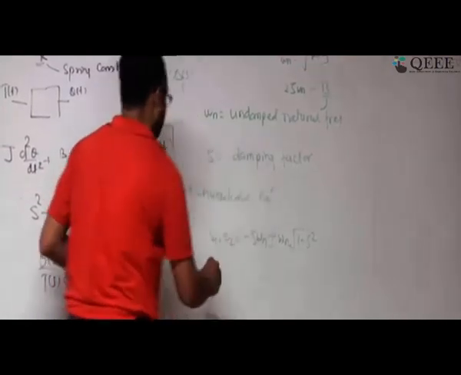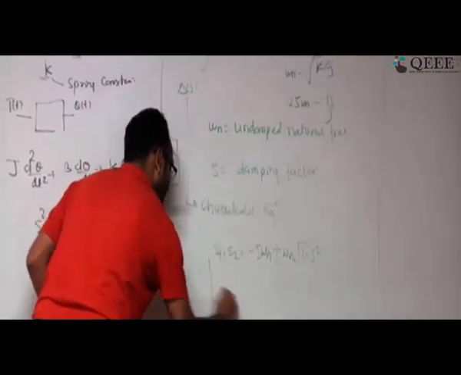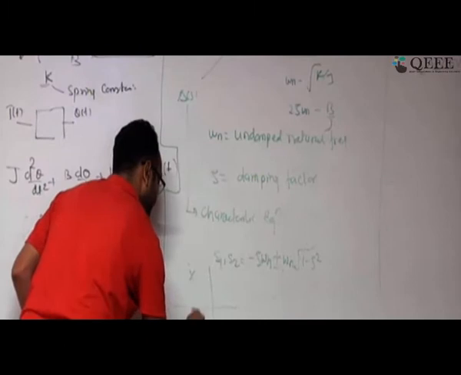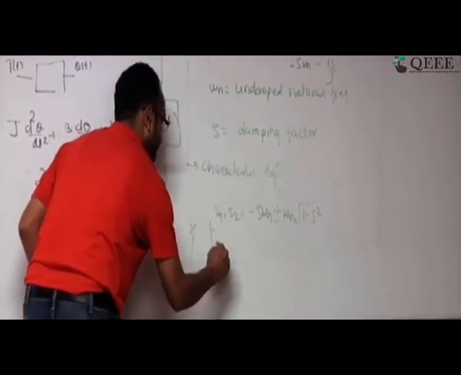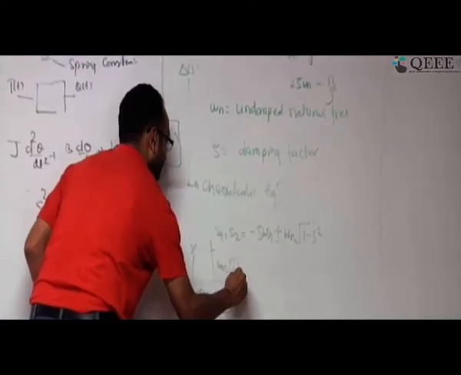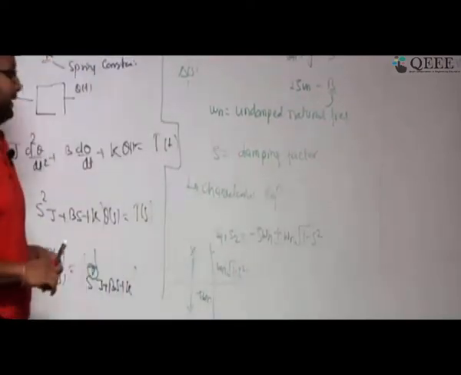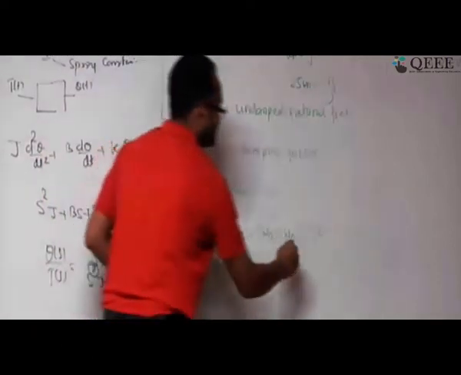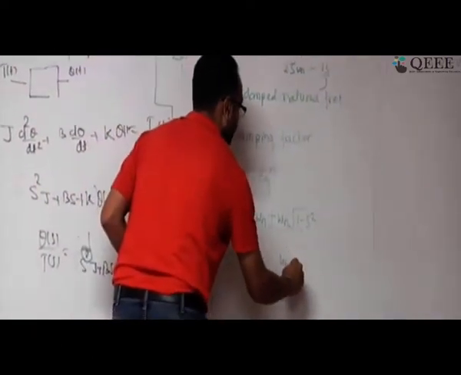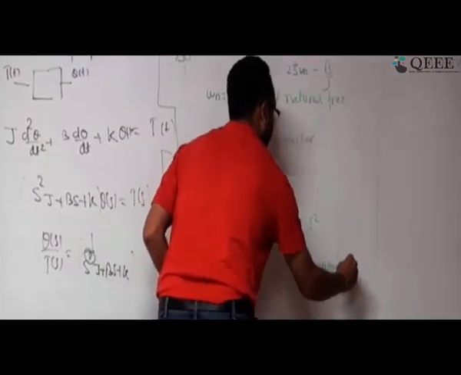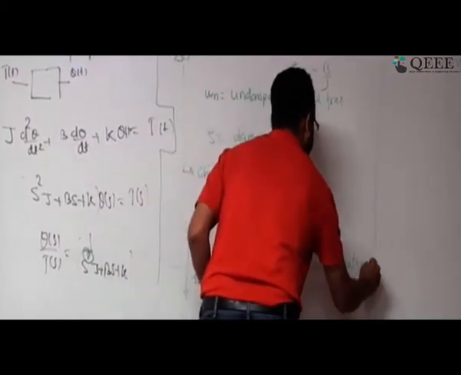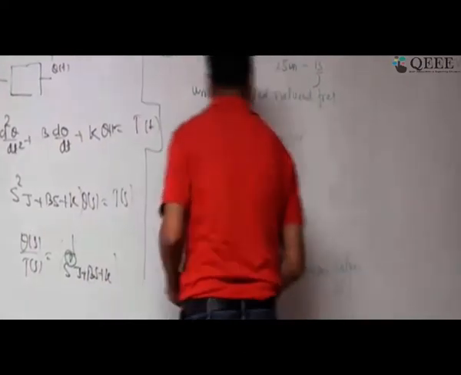And if I plot it in a two-dimensional plane, the location is going to be this. The real axis is going to be minus zeta omega n, and the imaginary axis is going to be omega n square root of 1 minus zeta square. Okay, and this quantity is also sometimes referred to as omega d, for damped natural frequency. Omega d is called the damped natural frequency.